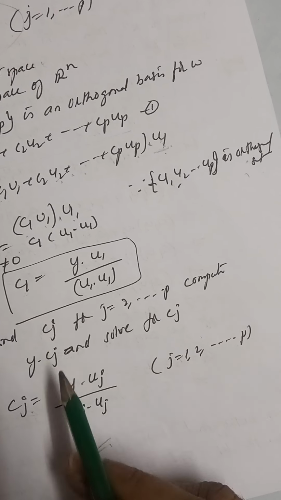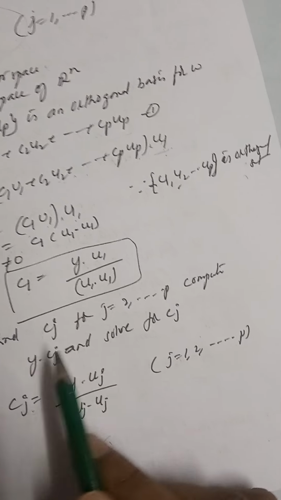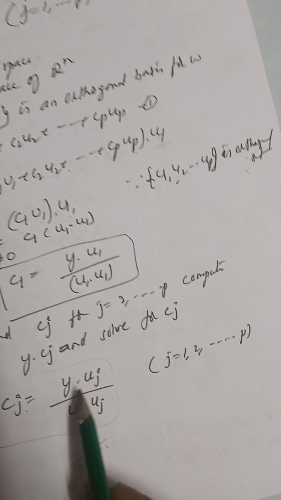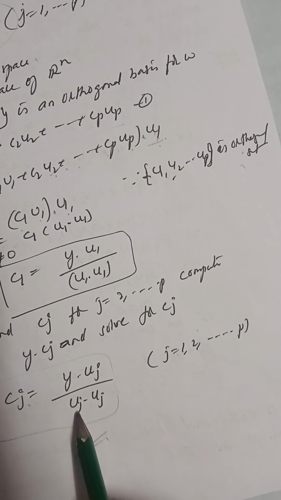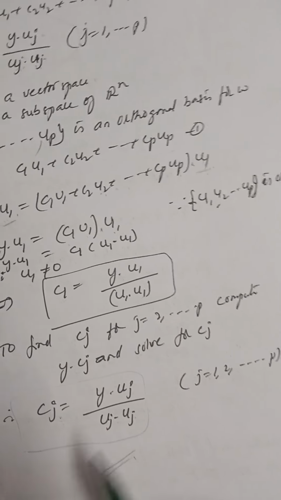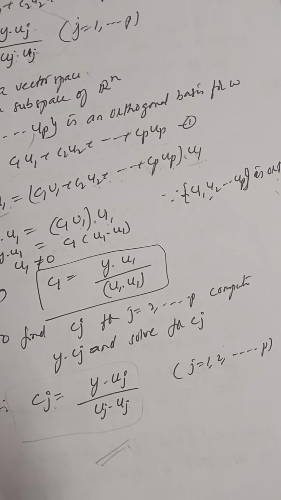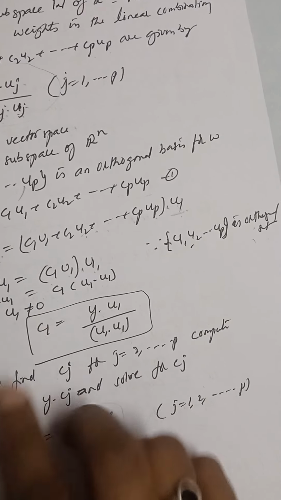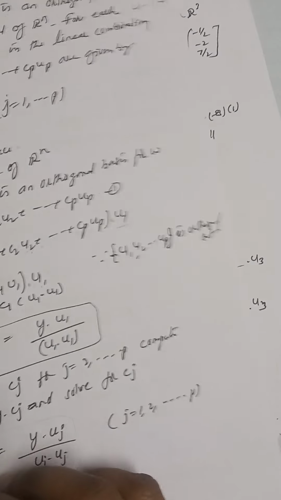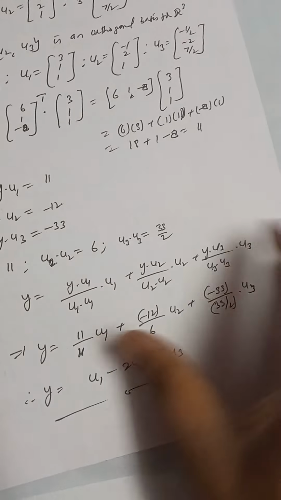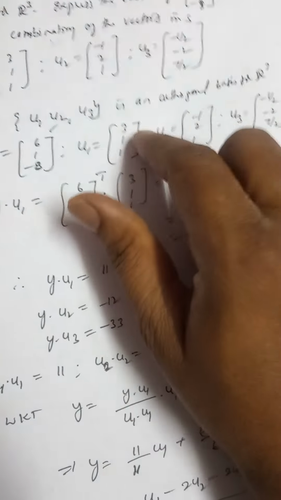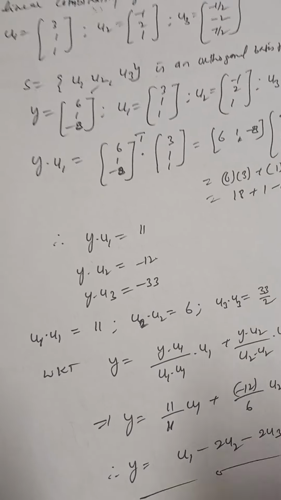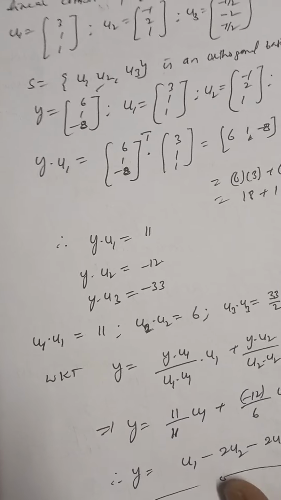Similarly, you can write c2, c3, c4, c5. We can generalize the case. You have to remember this one: Cj is equal to y dot uj by uj dot uj. That means if you put j equal to 1, you get the c1 value, j equal to 2, you get the c2 value. This is an important theorem. Please go through this theorem line by line. And one example is there. I will explain this one tomorrow in Google Meet.